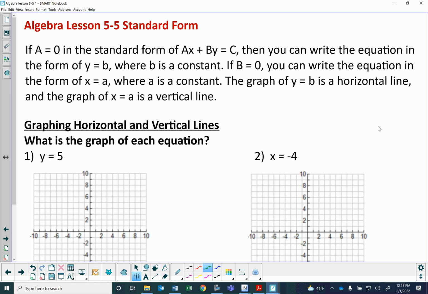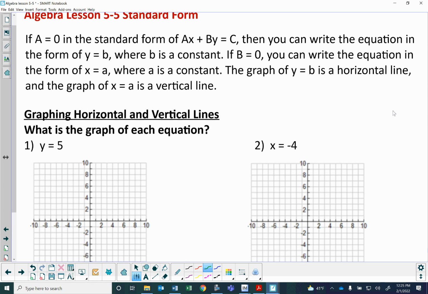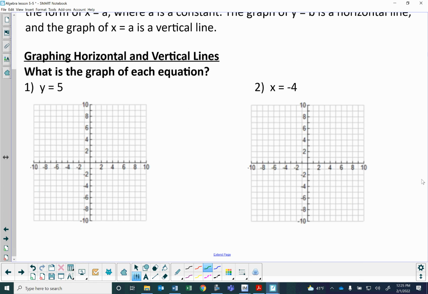The graph of y equals b is a horizontal line, and the graph of x equals a is a vertical line. You need to memorize these. You need to know which one is which. So when you're going to graph horizontal and vertical lines, if you know which one is which, they're not hard to graph. If I look at this first problem, y equals 5, it's in the form of y equals b, which means it is the graph of a horizontal line.